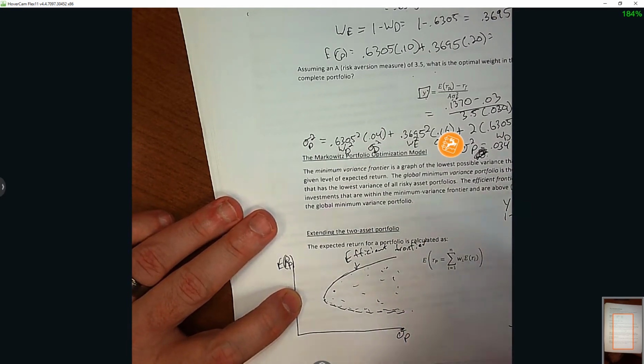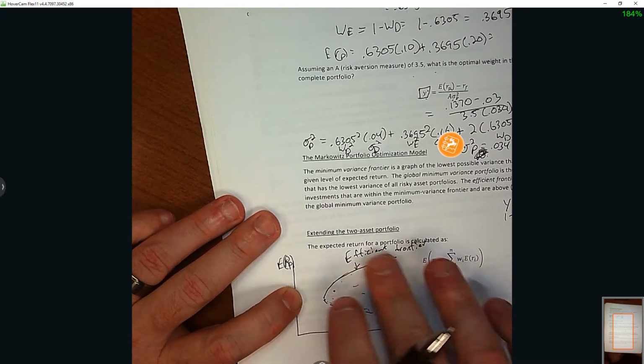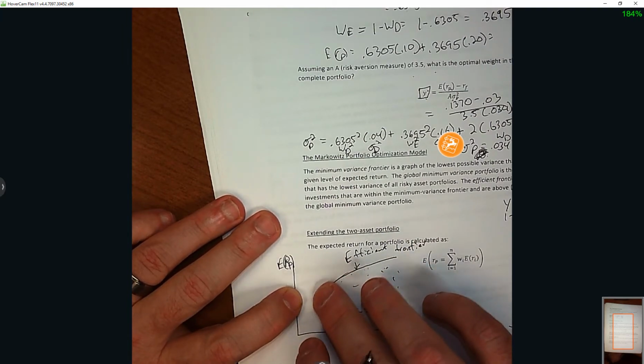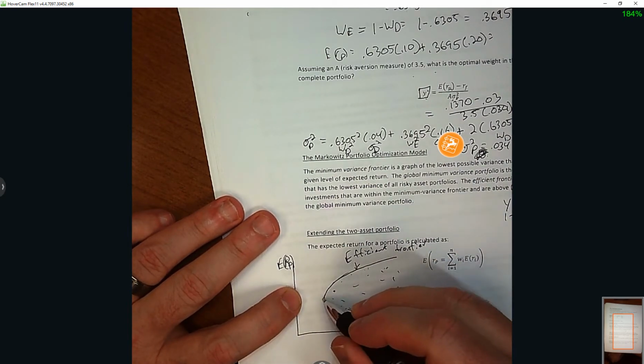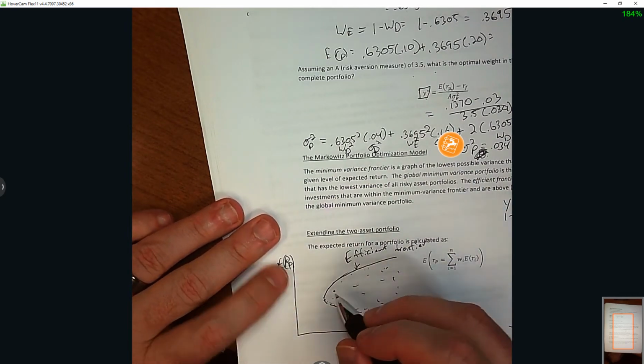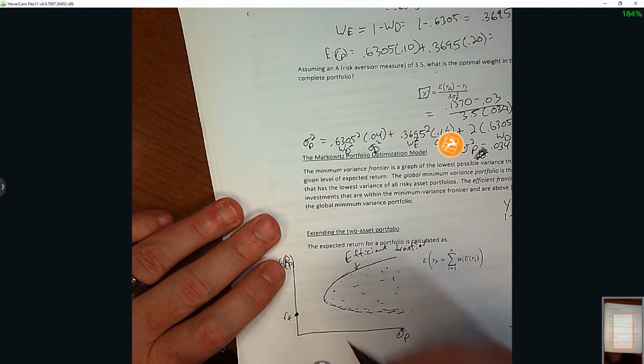So when we create our complete portfolio, our risky portfolio is going to be contained along this line if we did a good job of determining the weights. Okay, so it's going to be along this line. And then our risk-free asset is down here, and that's our y-intercept.